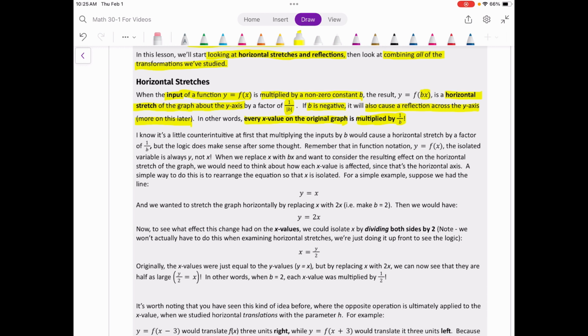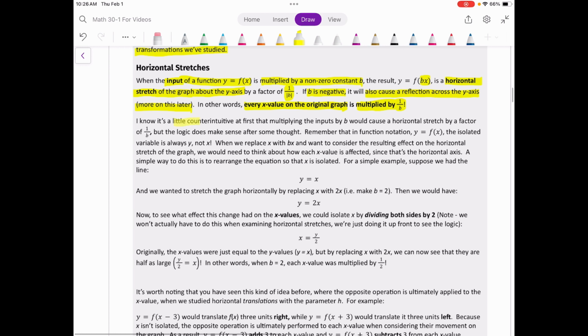Now, why 1 over b? Why with a vertical stretch were we just multiplying by a, but now with a horizontal stretch, we actually end up multiplying by 1 over b? Again, it's the same thing we talked about with those horizontal translations. It makes sense when we remember that x is not isolated in our function's equation. I know it's a little counterintuitive at first that multiplying our inputs by b causes a horizontal stretch by a factor of 1 over b, but it does make sense after some thought.